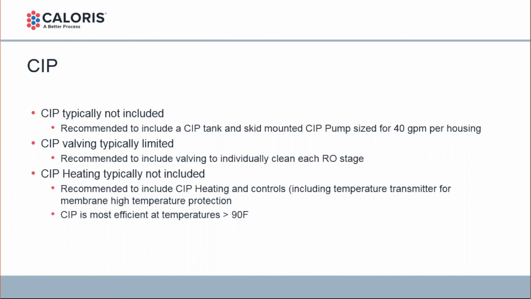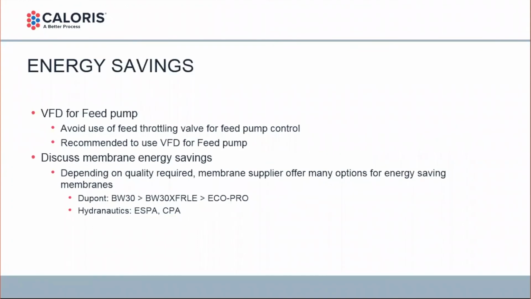A lot of times CIP heating is not included. We would recommend including CIP heating and controls, and definitely including a temperature transmitter for membrane high pressure temperature protection. CIP is most efficient at temperatures greater than 90 degrees Fahrenheit, and you're not going to get a very good cleaning if you're just cleaning with 60-degree Fahrenheit water. Energy savings.